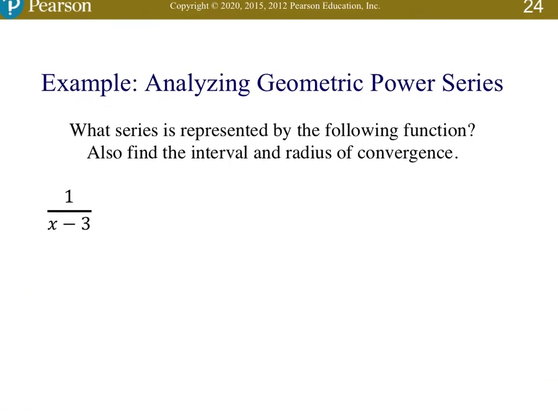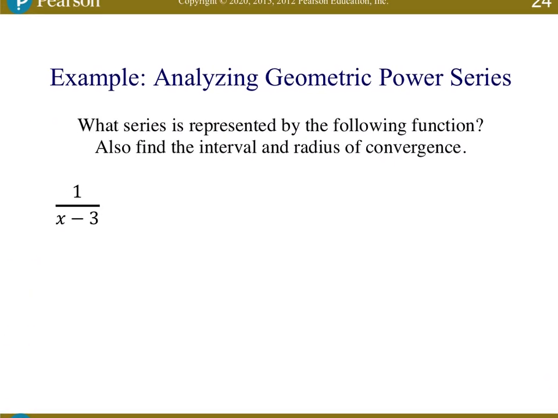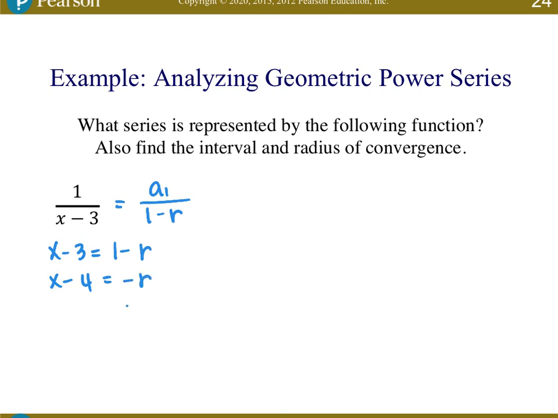All right, last one. What series is represented by this following function? Again, a1 over 1 minus r. So if x minus 3 is equal to the denominator 1 minus r, x minus 4 equals negative r, so r is equal to 4 minus x.